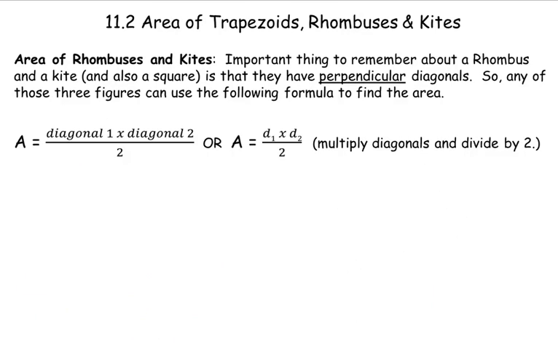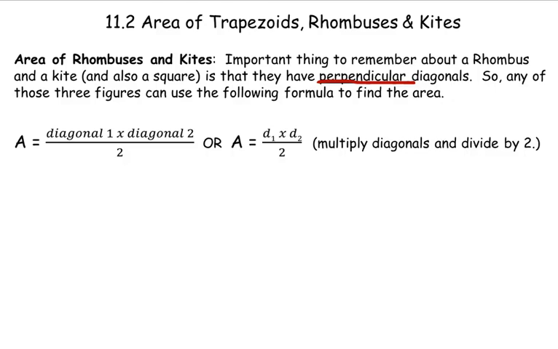Now let's look at how we find area of the rhombus and a kite. Important thing to remember here about a rhombus and a kite, and also a square. We can use this formula for a square also, although typically we don't. But if you only knew the diagonals, we could use it for a square, is that they have perpendicular diagonals.